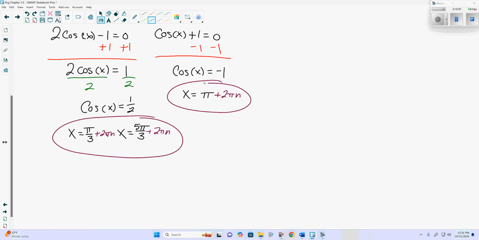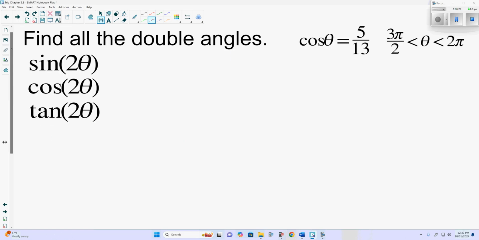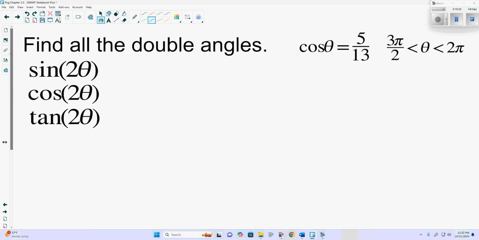Questions on any of this here so far? We ready for the next part? Find all the double angles from the given information. So they tell us two things. One, that cosine of theta is equal to 5/13, and theta is between 3 pi over 2 and 2 pi.